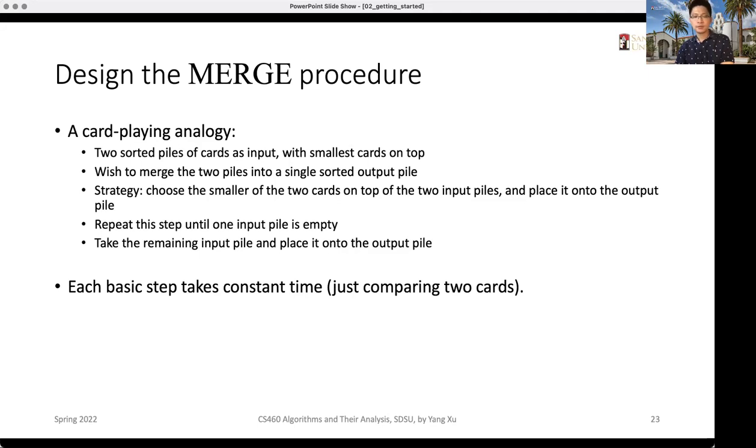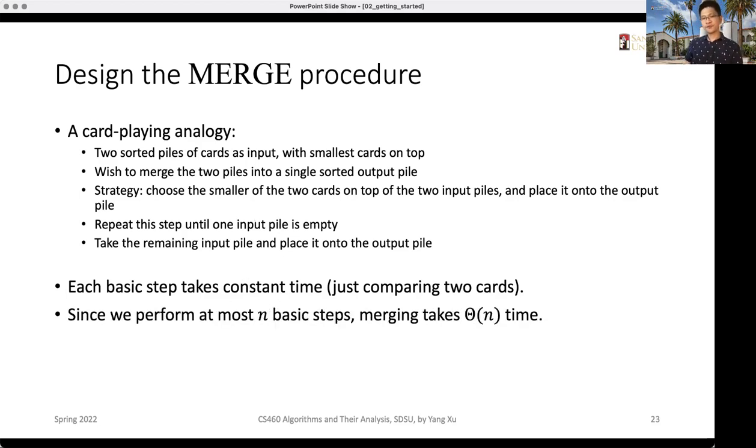One technical detail is that each basic comparison takes constant time. It's a simple comparison. We just take a look at two cards and tell which one is bigger.